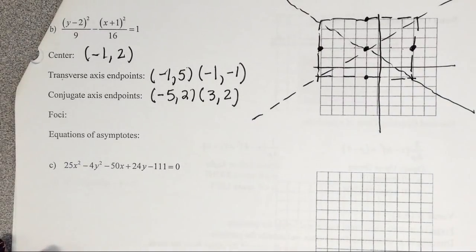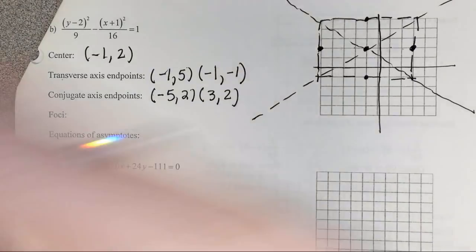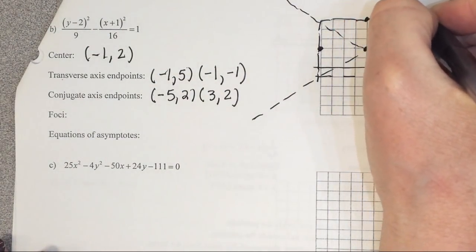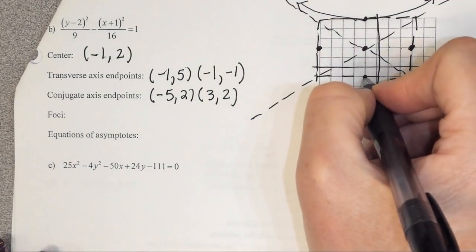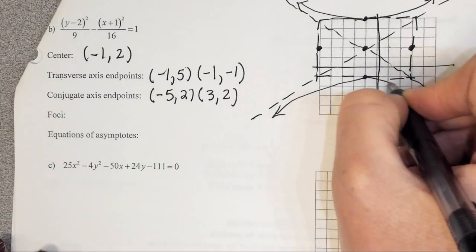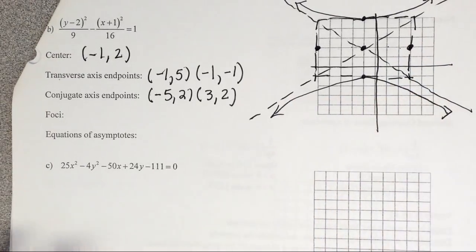Which way am I going to draw my hyperbola? Up and down or left and right? Up and down, because that's what came first. I never go inside that box, that rectangle. That's my guideline, how to graph it.